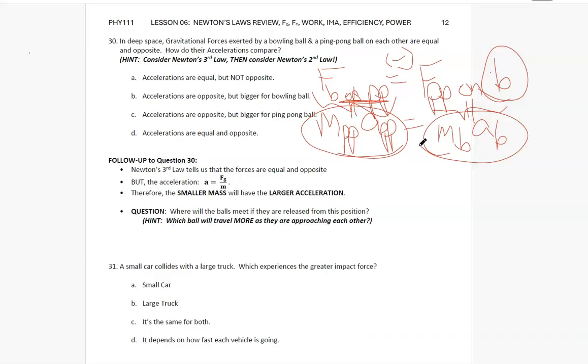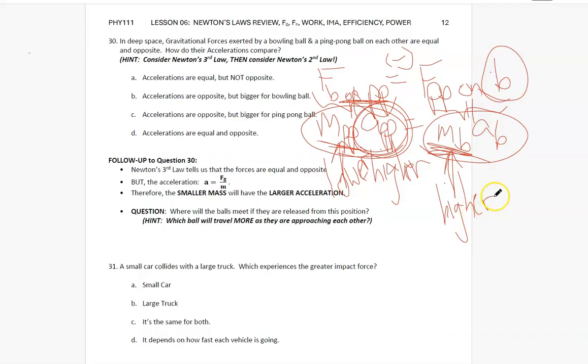And you'll notice these are very different masses. If this mass is much bigger than the ping pong ball's mass, then the acceleration of the ping pong ball will be much higher because the mass is much lower. They have to balance each other out, whereas the mass of the bowling ball is higher, so its acceleration will be lower.